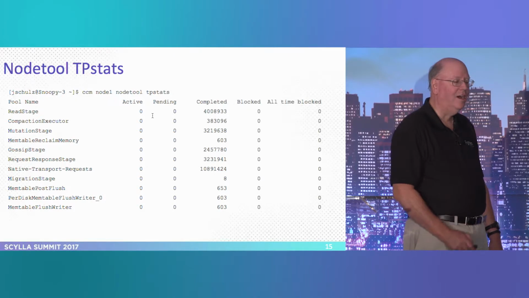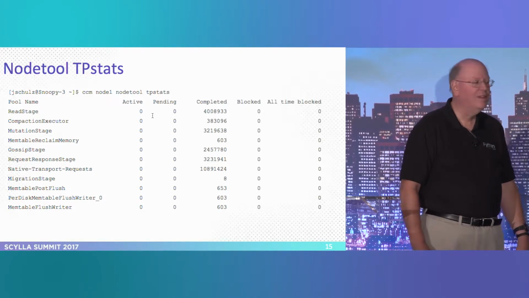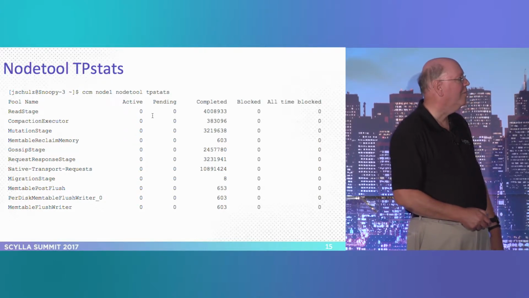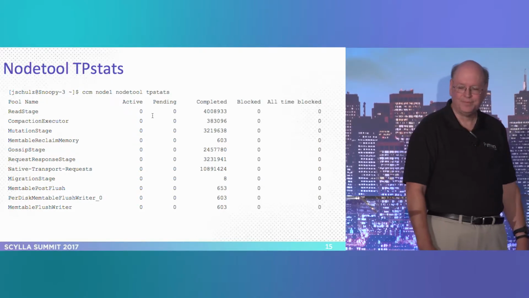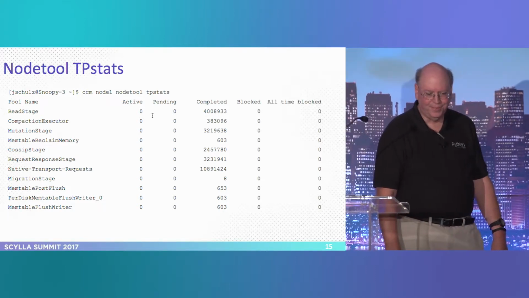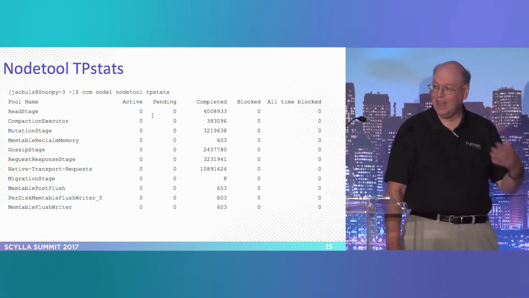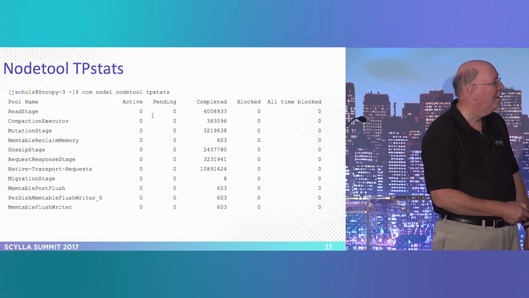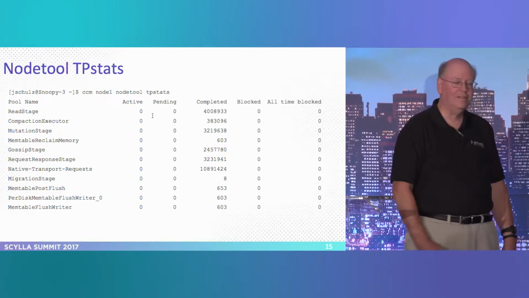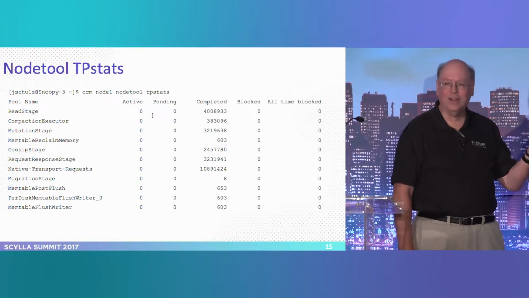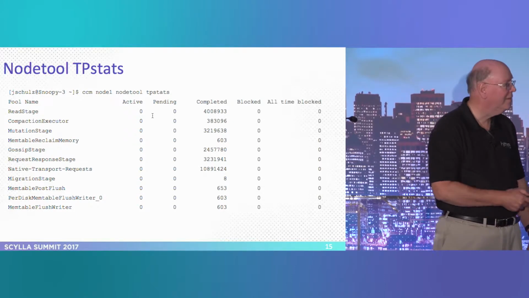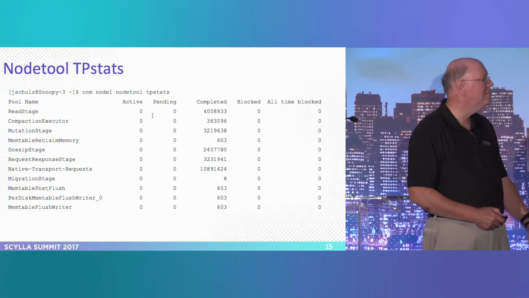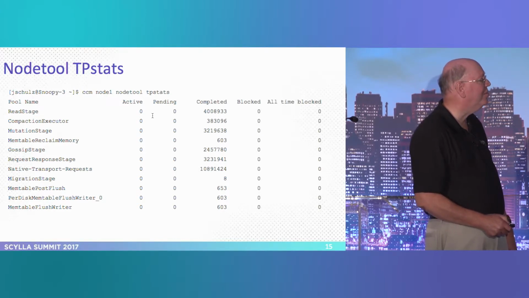Gossip stage, the nodes have to talk to each other all the time. So this is basically how many times this particular node has talked to other nodes. Request response stage, that's basically the coordinator. So how many requests came in as a coordinator function. Native transport requests, that's information that came in via the native transport, the binary connection. Migration stage, I got 0 here since I wasn't migrating any data. Memtable post flush, there should also be a flush in here.